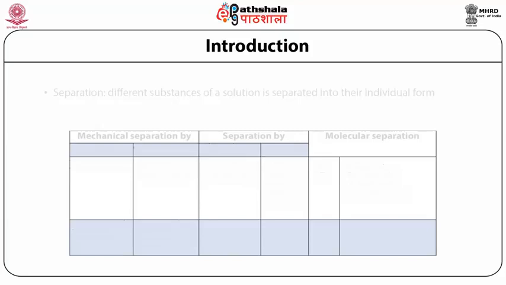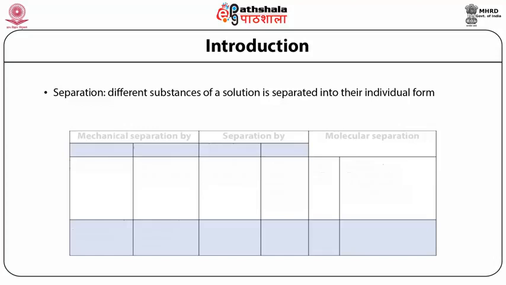Introduction. In separation process, different substances of a solution is separated into their individual forms. Single or multiple principles are used to separate a target molecule. A complete family of these processes are available, in which membrane filtration is mainly used for molecular separation.